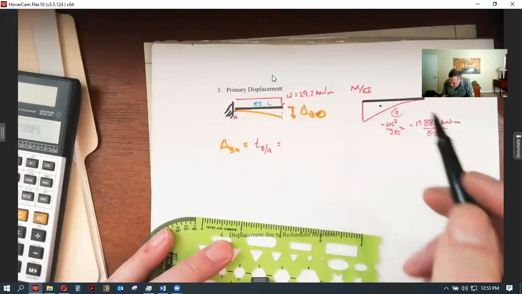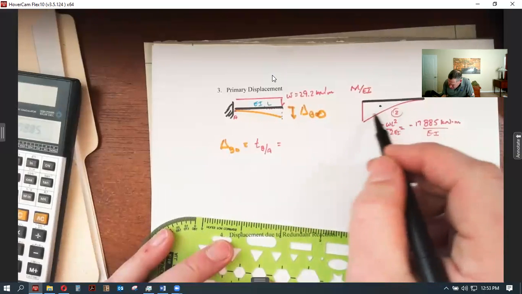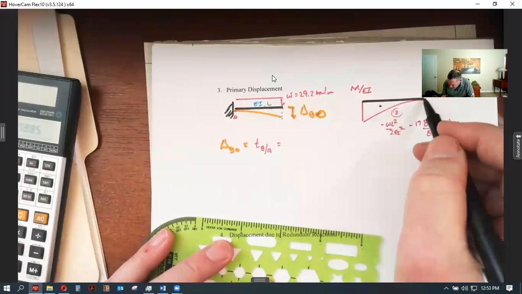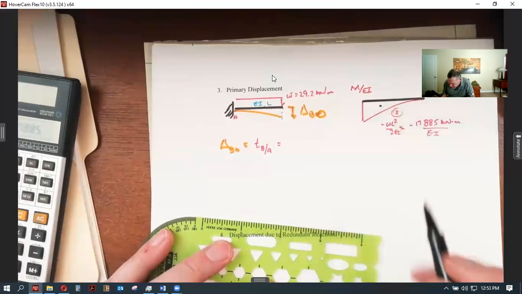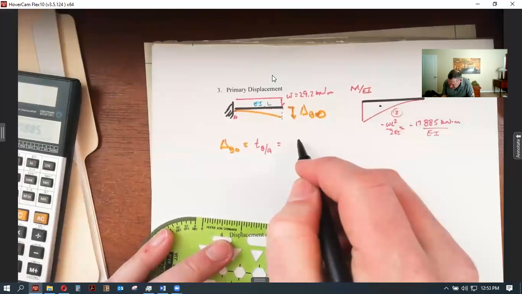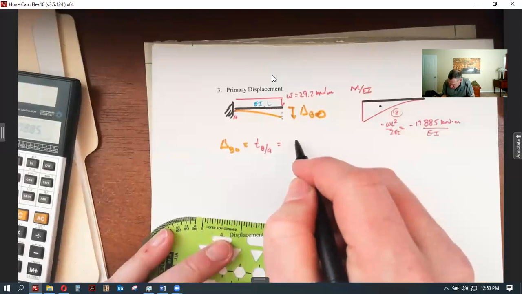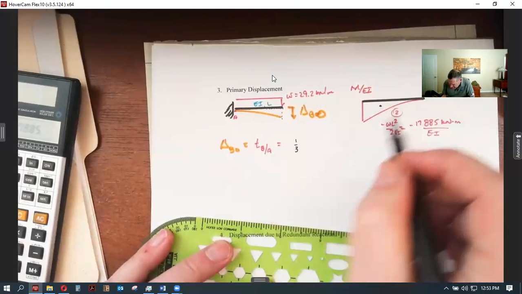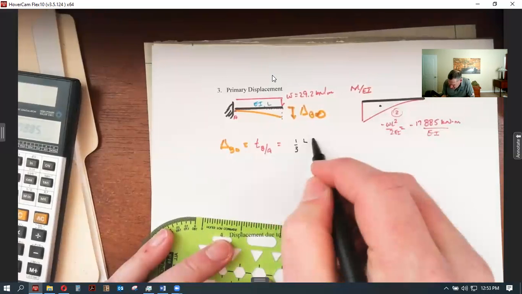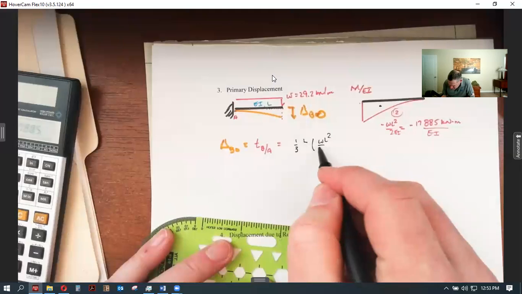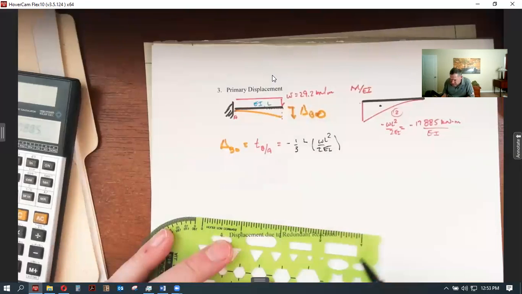So let's get the area first. The area is, well, this is a second order parabola that has a vertex over here at the right with 0 slope, and it's the skinny part of it. So for the area, second order is one more than a triangle or straight line. So instead of 1/2 base times height, we go 1/3 of the base, that's the length, times the height here, which is WL squared over 2EI. And it is downwards, so let's get that out there.